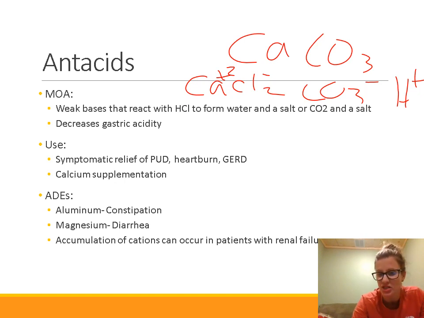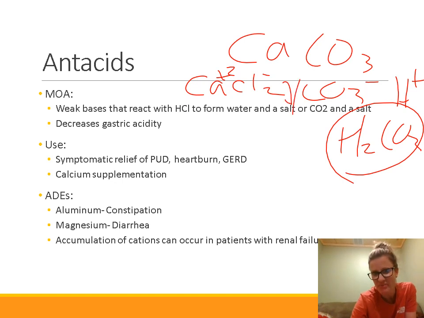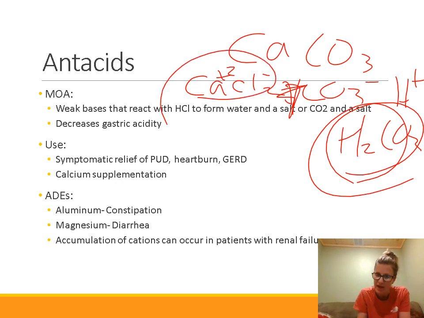CO3 will take up actually 2 hydrogen, so it'll be H2CO3, which is carbonic acid. HCO3 is bicarbonate. So we form carbonic acid and calcium chloride, right? But in doing so, we took 2 hydrogen ions away from the stomach. So we decreased the amount of acidity in the stomach. So essentially, antacids absorb hydrogen ions to decrease the acidity of the stomach.